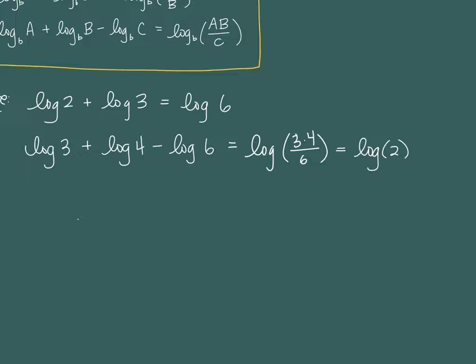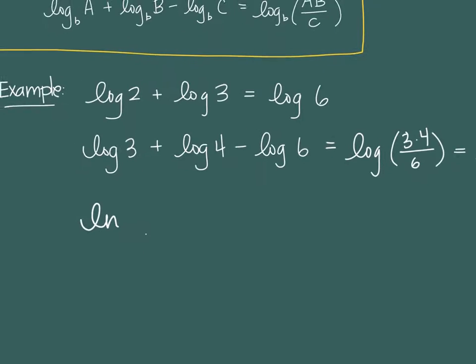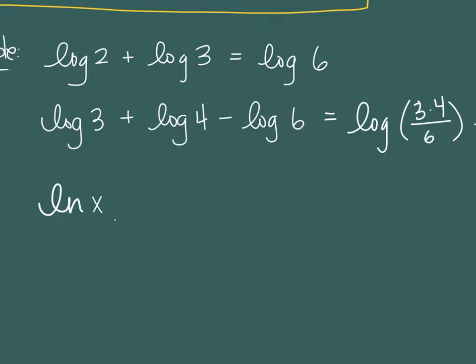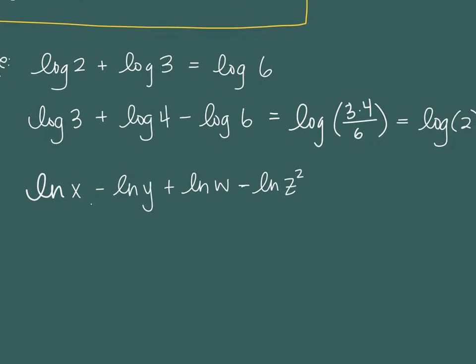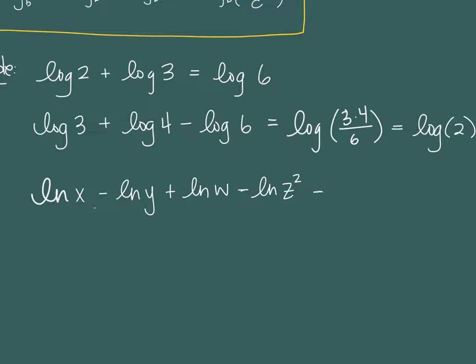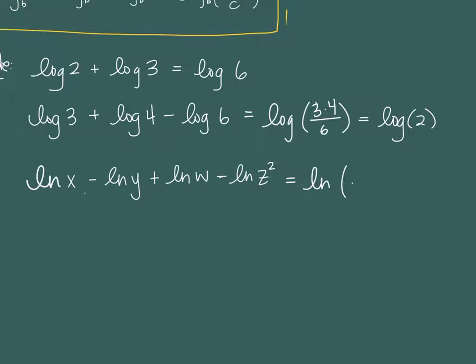It works with variables. So you could have the ln of x minus the ln of y plus the ln of w minus the ln of z. It would squared. Okay, I mean you could have any number of things here. The addition parts will be part of the numerator. The subtraction parts would be part of the denominator. So ln would be the group together, and it would be transformed into what in the numerator? What do you guys think?